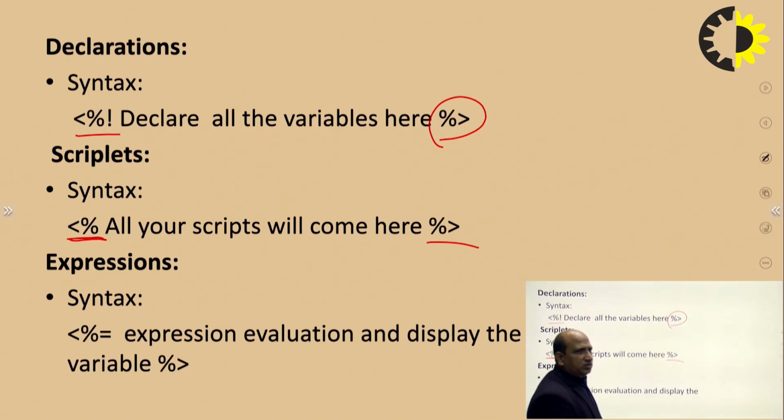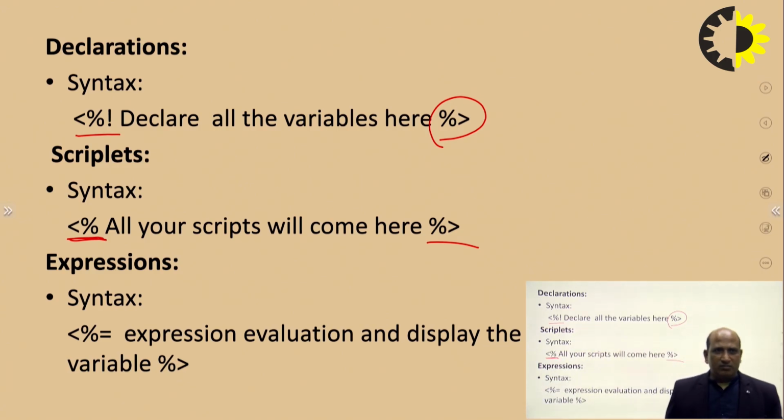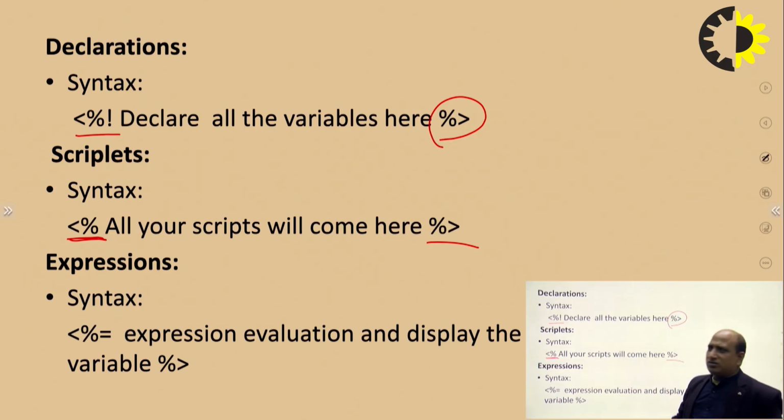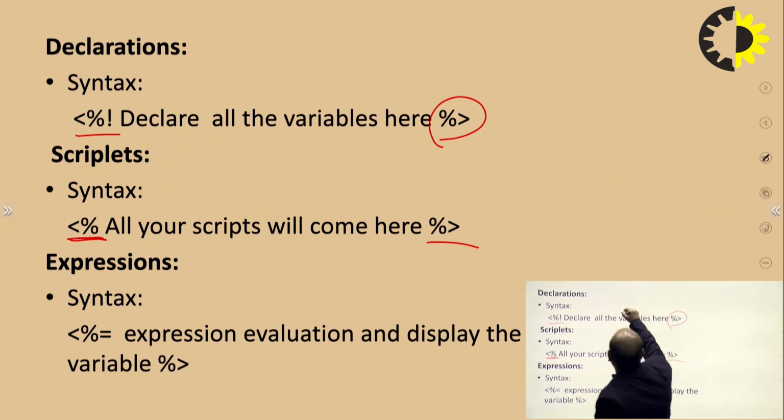Both are used to write Java code, but the difference here is that in the declaration tag we declare all the variables and functions, as variables and functions are declared in Java. So you can declare variables and functions over here, and in the scriptlet tag also you may write Java code. So the difference is this: whatever code you write here is Java code, and here also you write Java code.